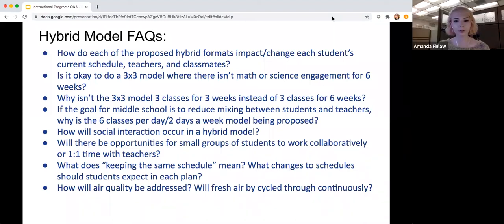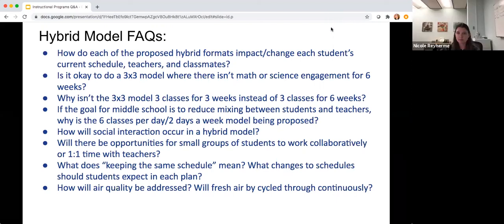If the goal for middle school is to reduce mixing between students and teachers, why is the 6 classes per day, 2-day-a-week model being proposed? You know, we ask a number of questions on our survey, and one of them is what your priority is. And we do know that for a lot of students or in families, a priority is being able to maintain all 6 of their classes throughout the day. And so we wanted to not leave anything off the table as we engage in these discussions. And so we wanted to make sure we presented this as well so we could get some feedback.